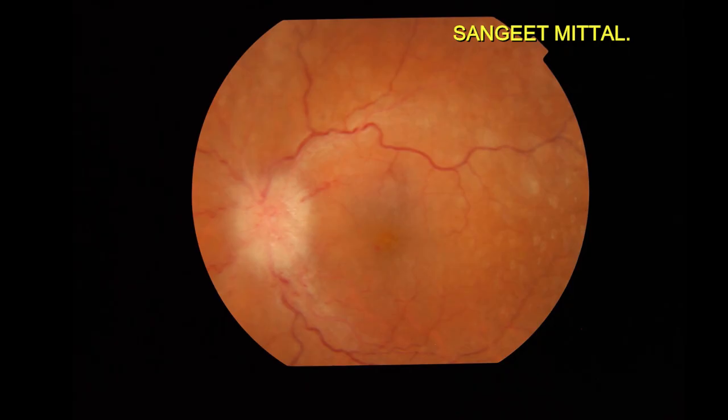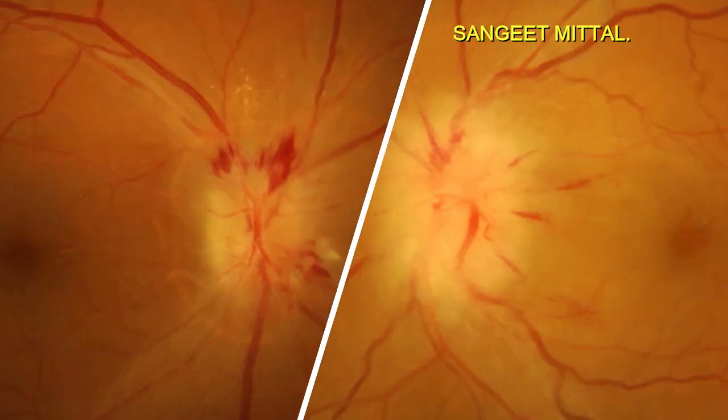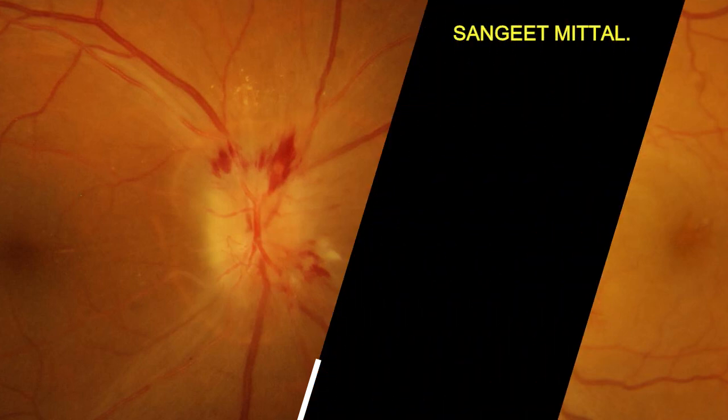AION is a condition characterized by damage to the optic nerve due to insufficient blood flow. Clinically, AION often presents with sudden painless vision loss, typically affecting one eye at a time. On retinal imaging, a hallmark feature is a pale and swollen optic disc, often referred to as pale disc edema. The pale disc edema in AION may be frequently associated with peripapillary and retinal hemorrhages.